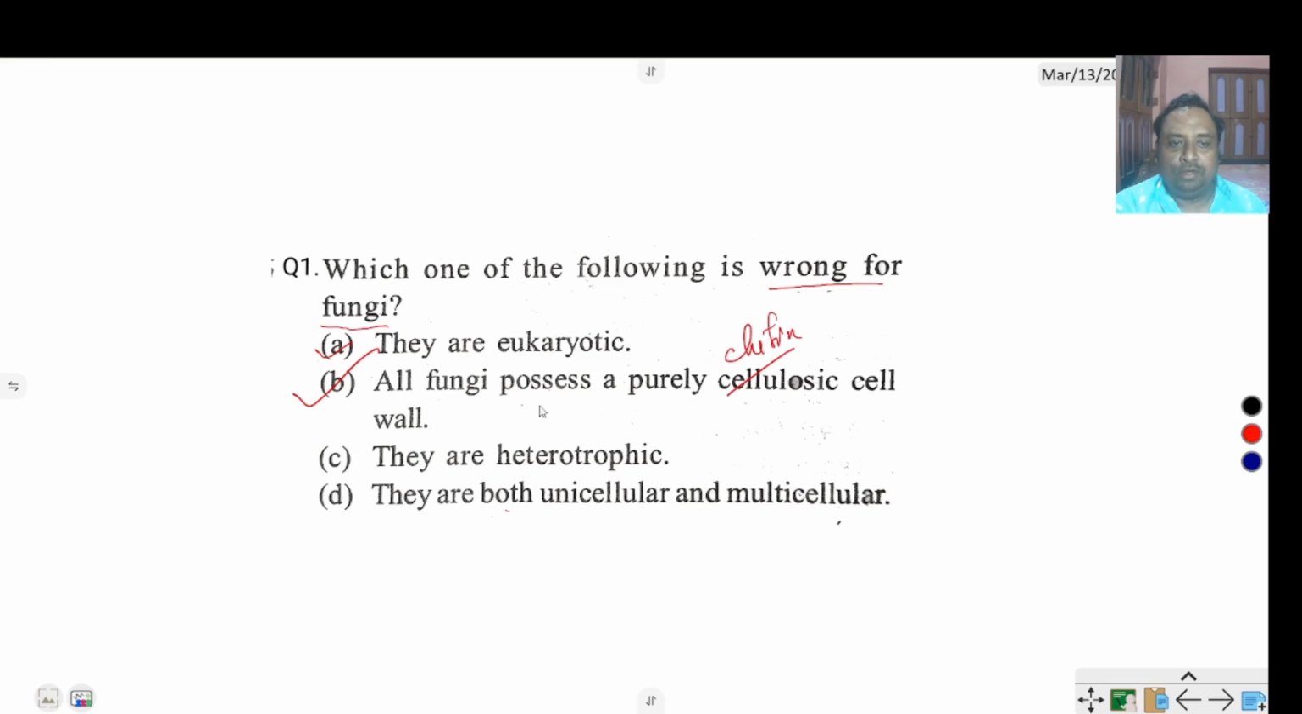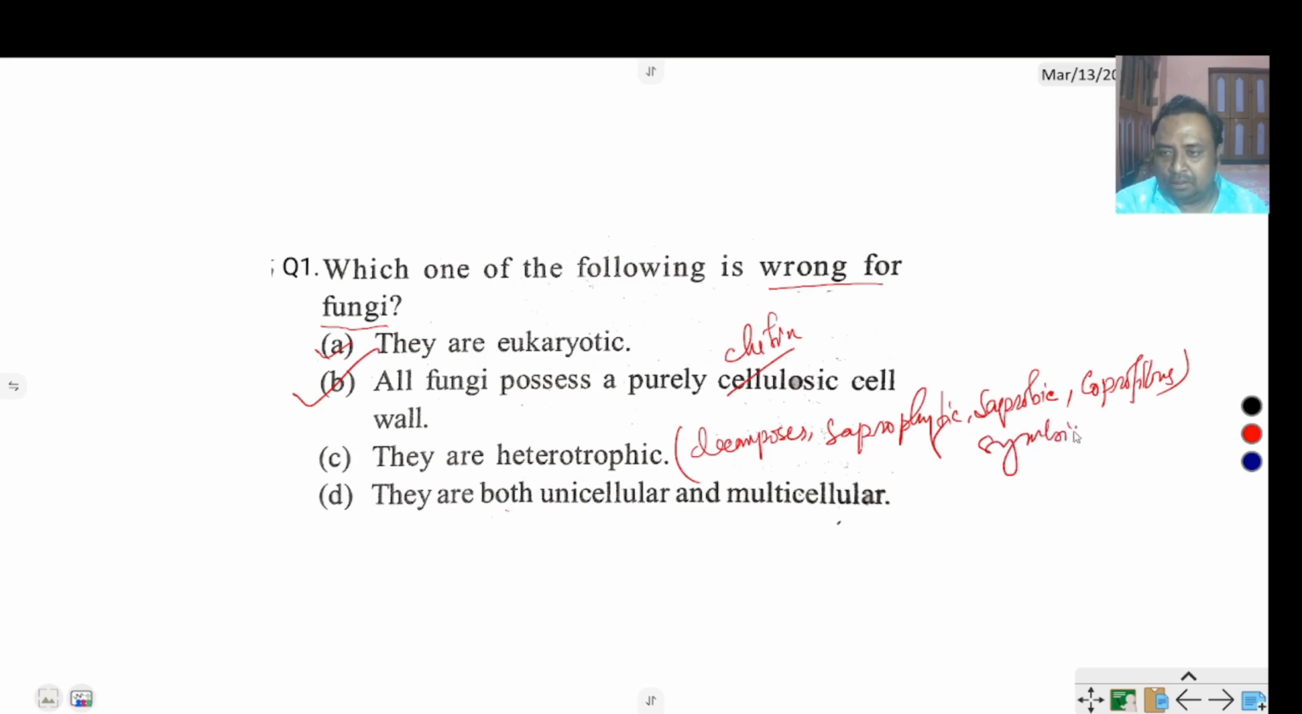They are eukaryotic, definitely eukaryotic. They are heterotrophic, yes. They are decomposers, saprophytic, saprobic, coprophilous, symbiotic, etc. They are both unicellular, like yeast, and multicellular, like Agaricus. I think you understand the other options.